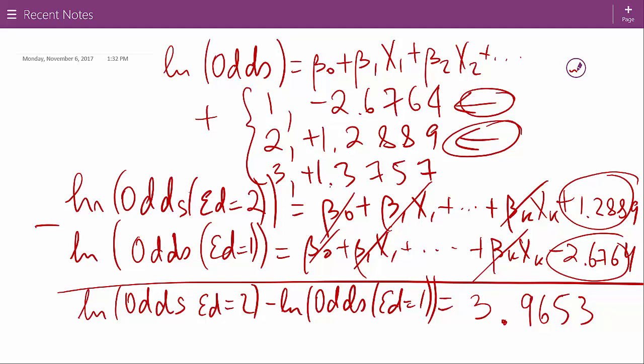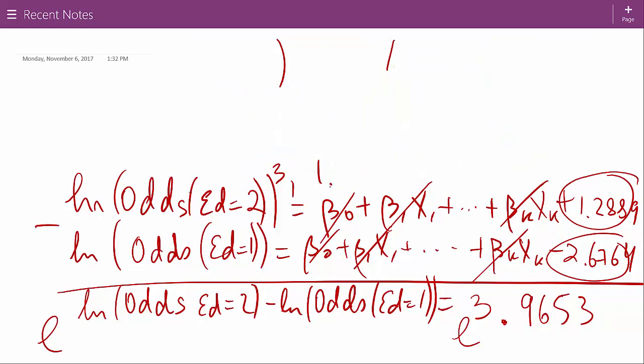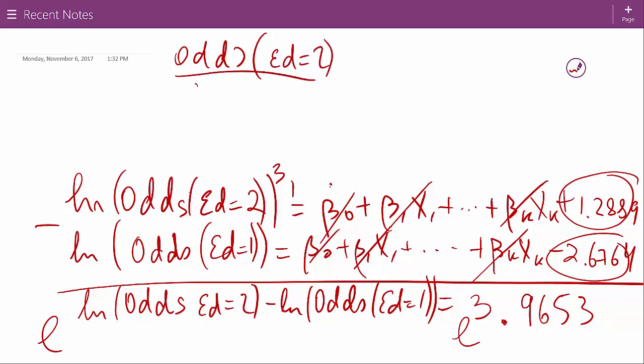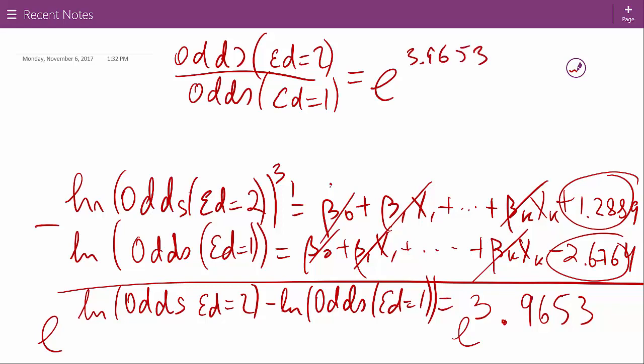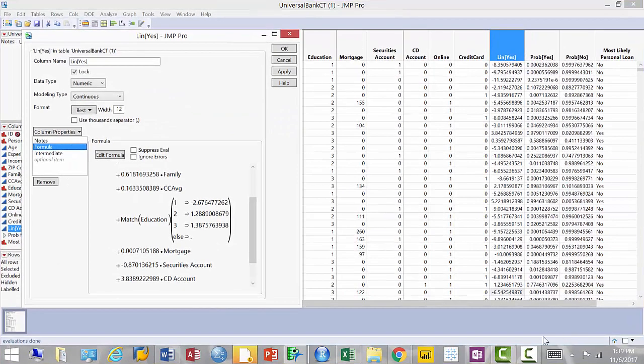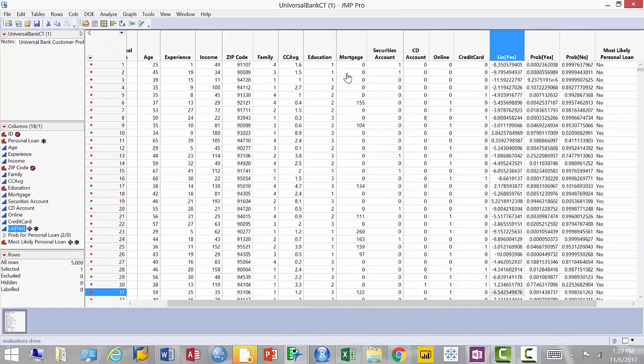And I'm going to do exactly the same thing, right? E to the power left side is equal to the e to the power right side, right? Nothing new here. So let me go ahead and erase this portion. Okay. So therefore, on the left side, by the same string of arguments as I did before, if I take odds for education equal to master's degree divided by the odds for education equal 1 undergraduate degree, it's going to be e to the power 3.9653, or using my good old friend Excel, okay, I'm going to say here, hold on.